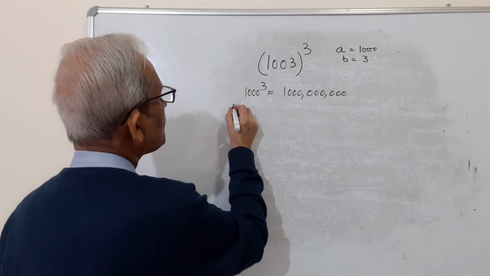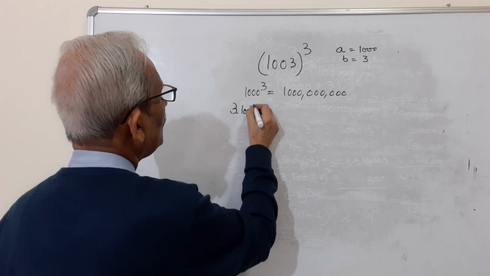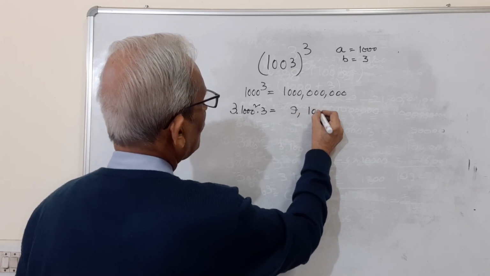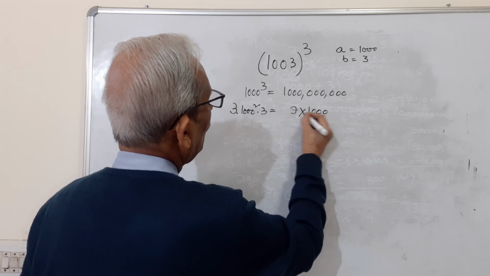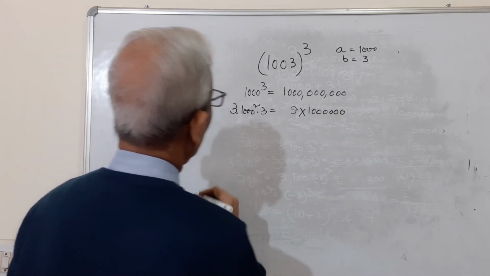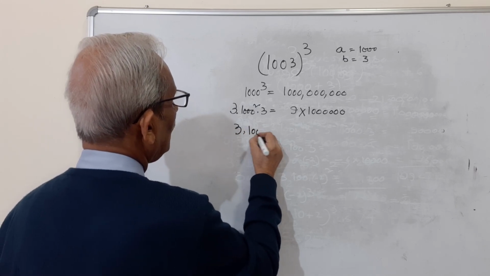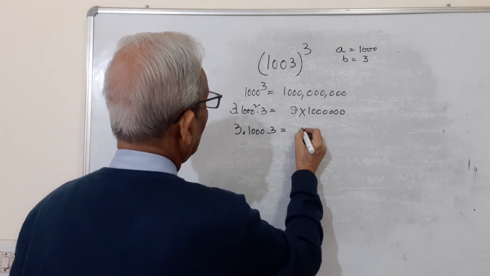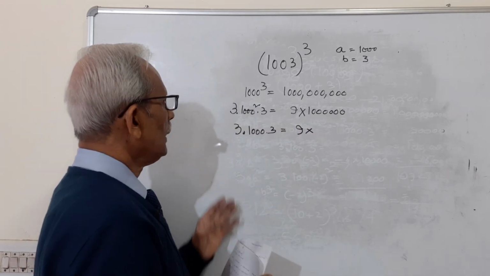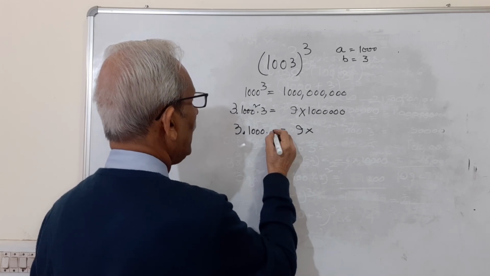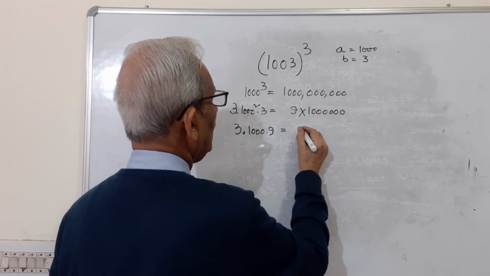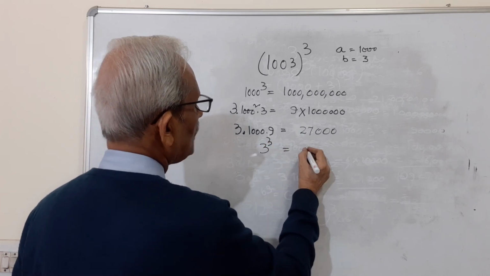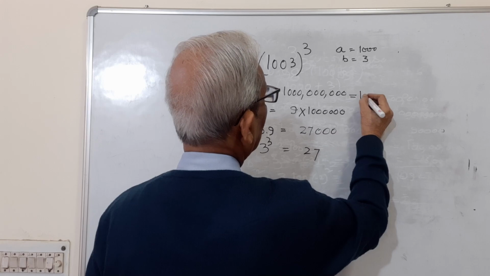Then 3a square b is equal to 3 into 1000 square into 3, which is 9 into 1,000,000. Then 3ab square: I'm sorry, it should be 9 here, so it should be 27 and 000. Then 3 cube is 27.